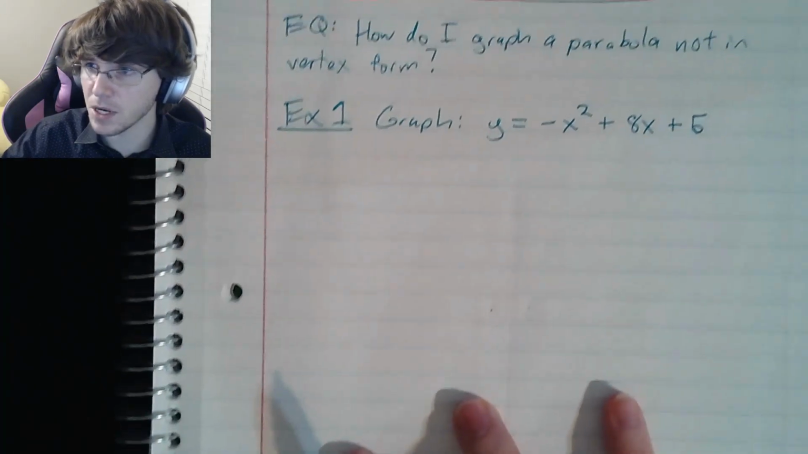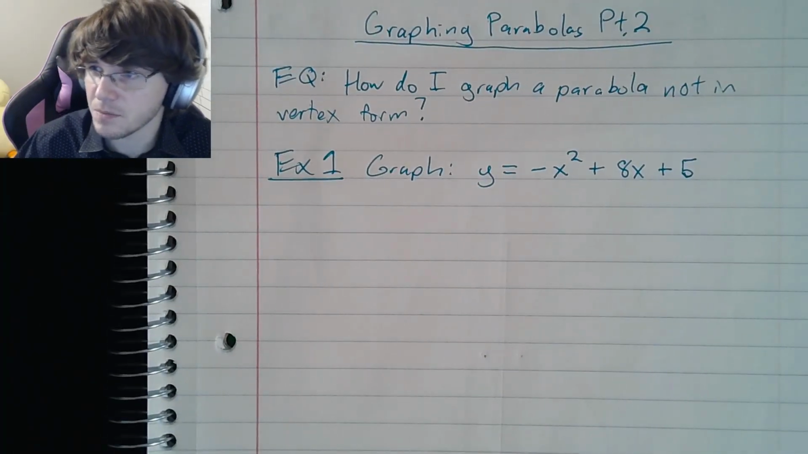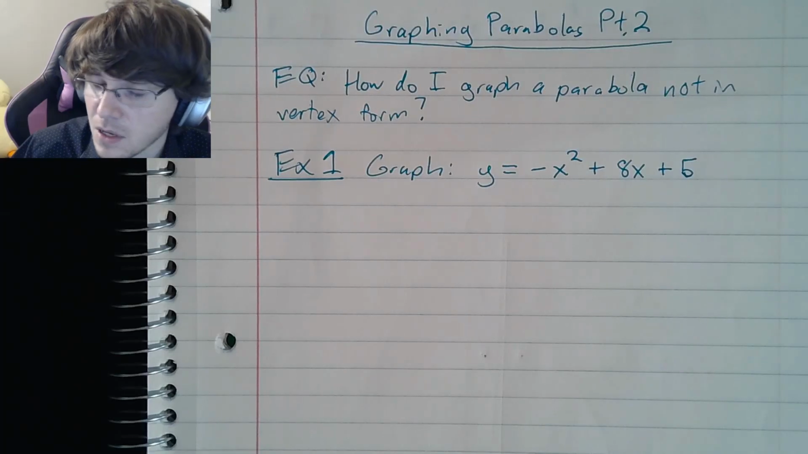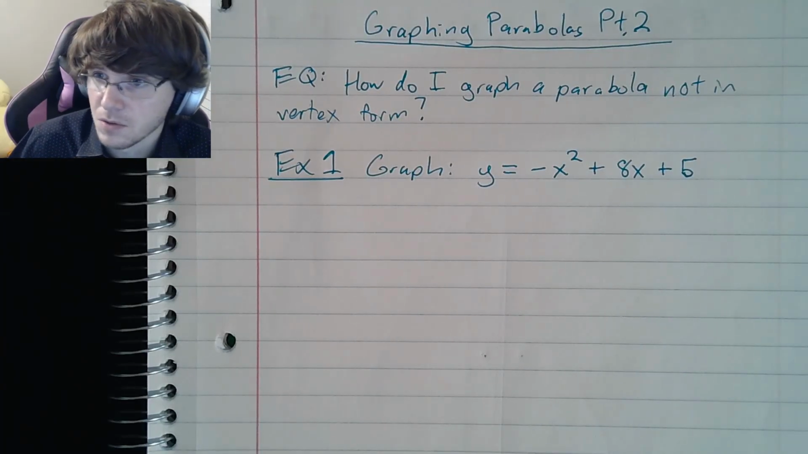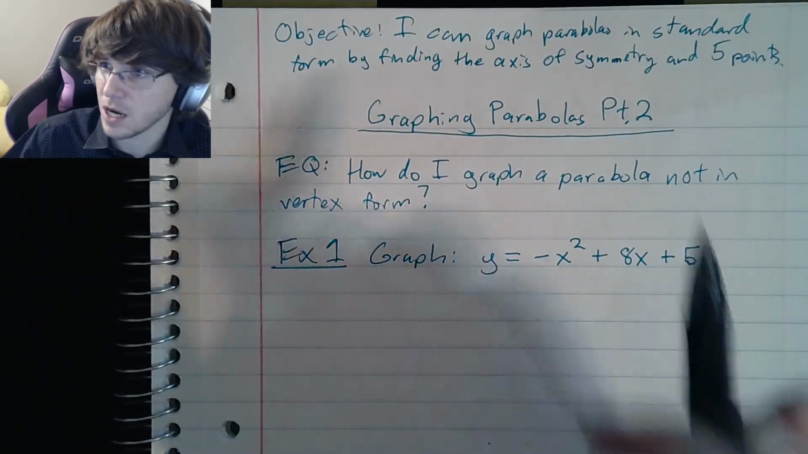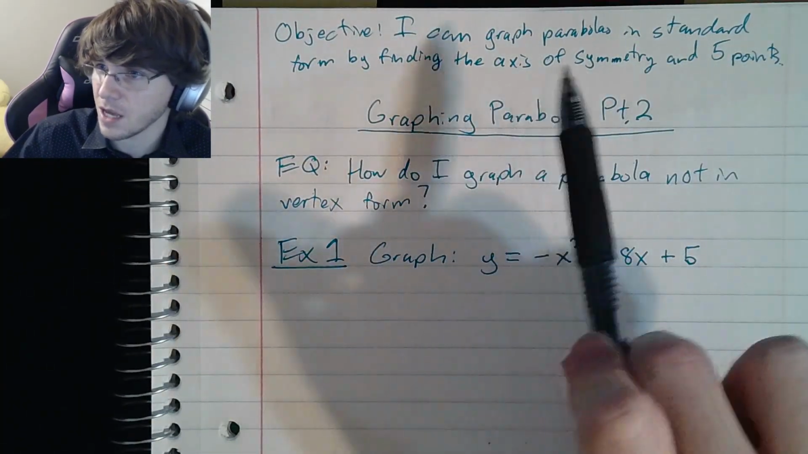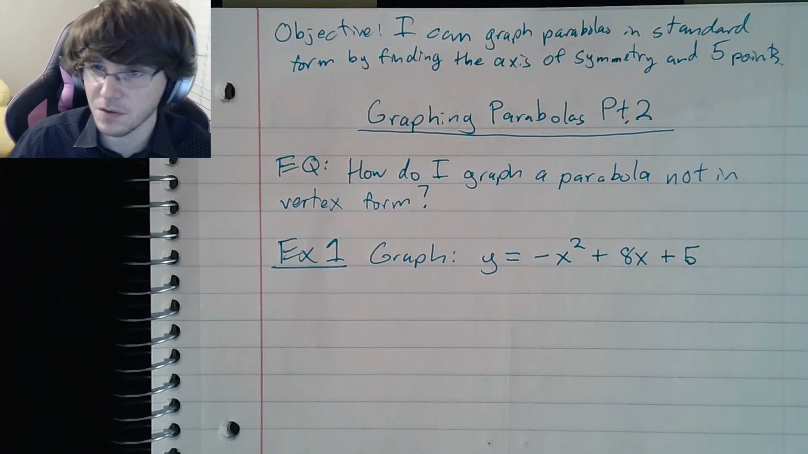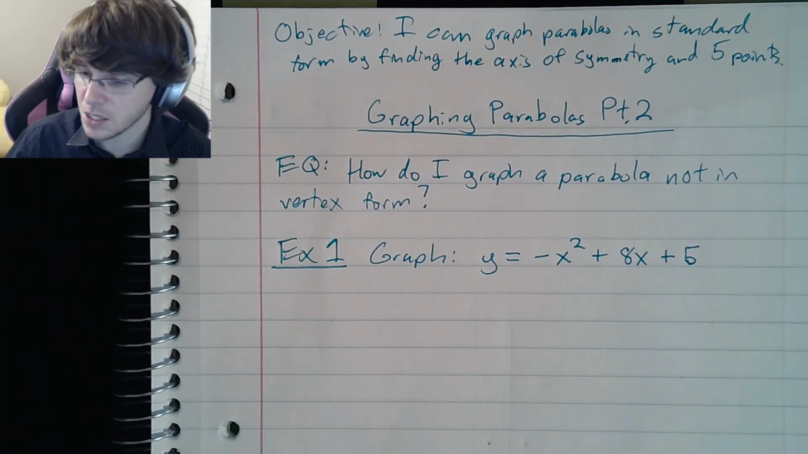So example 1, graph negative x squared plus 8x plus 5. So what we've got to do in order to do this, part of our objective here is we're going to graph parabolas in standard form by finding the axis of symmetry. Our first step is to find the axis of symmetry. So that's what we're going to do.